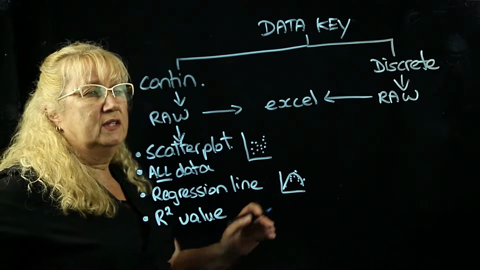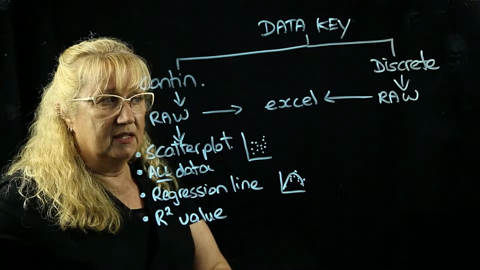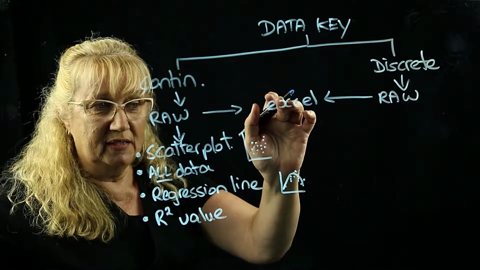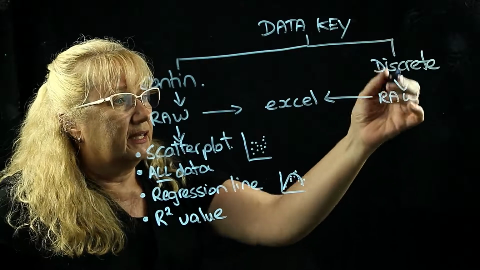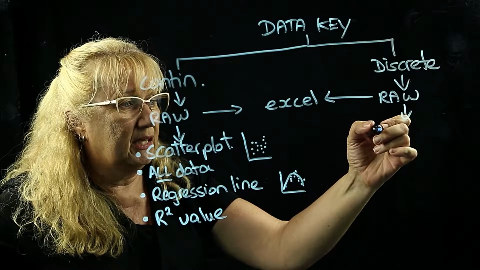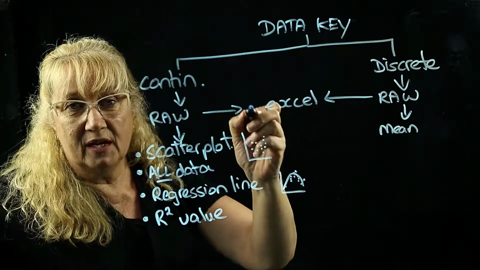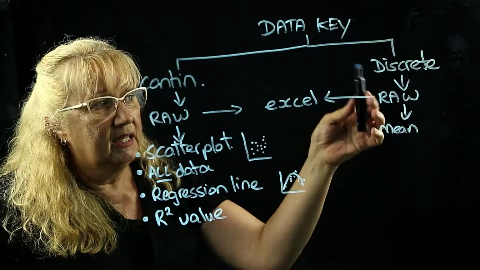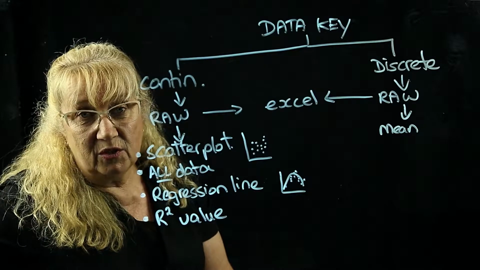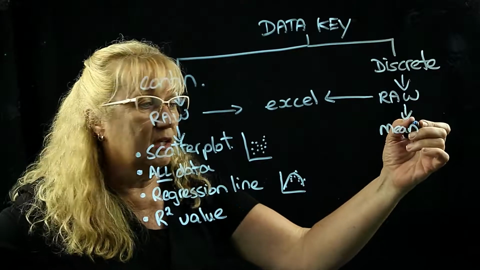Now let's move over to if we've got discrete or discrete and continuous data. We've still got raw data, we're still putting it straight into Excel. Now it's a little bit different because here you are going to generate a mean. If you have set up your data collection tables correctly, all you need to do is press a button and Excel will generate the mean for you. And you are going to do a column graph.